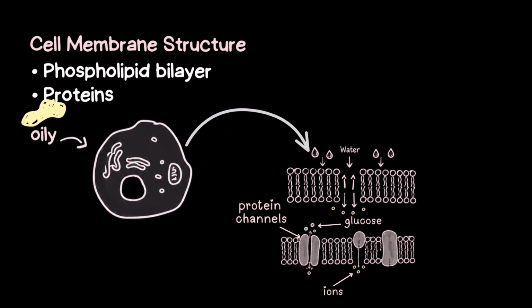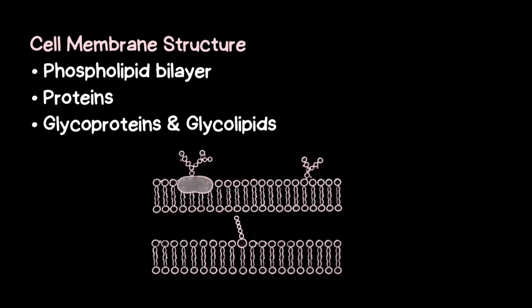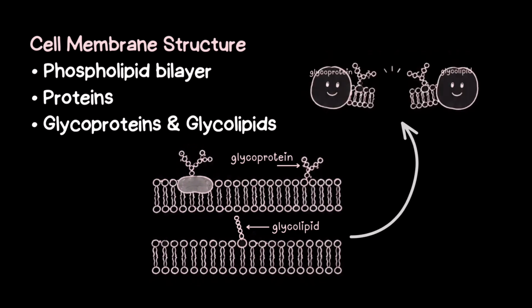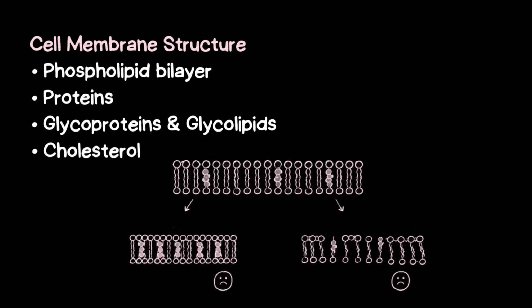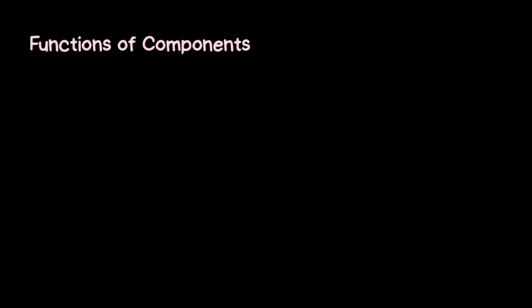These membrane proteins help move materials and receive messages. Meanwhile, carbohydrates in the membrane, found as glycoproteins and glycolipids, which are molecules with small sugar chains, act like name tags so cells can recognize each other. At the same time, cholesterol helps keep the membrane from becoming too soft or too hard. Now that we know the parts, let's look at what each one actually does.